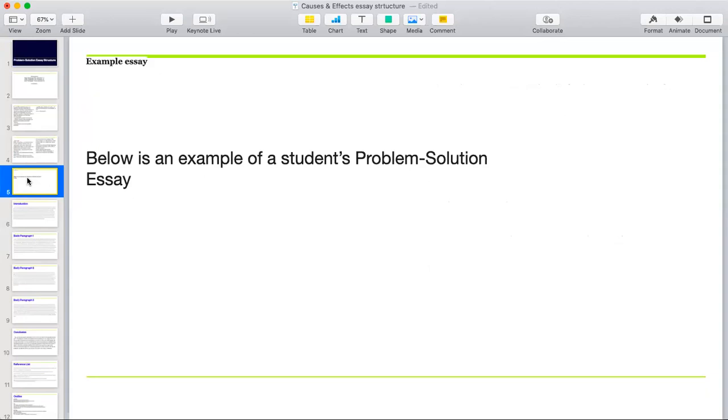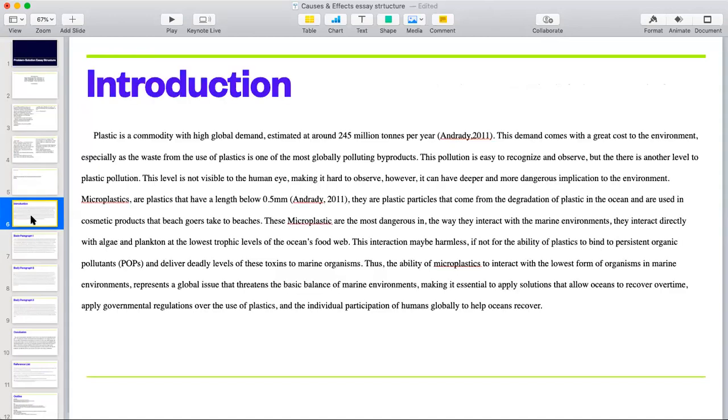We're going, as I said in the beginning, to look at a sample of a student's essay. So this is not a perfect essay. It's a good one, but it has some mistakes, okay? Let's look at the introduction.